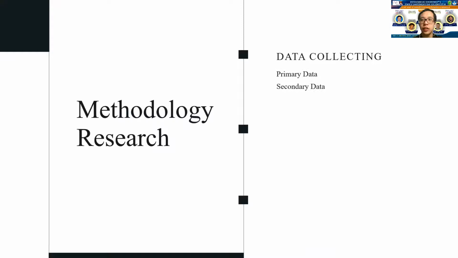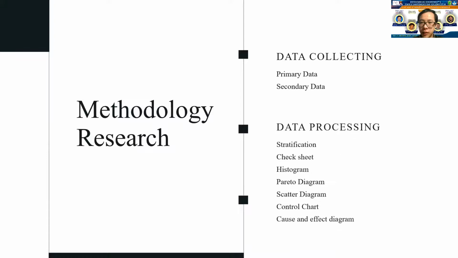Methodology research: first is about data collecting. There are two types of data used in this paper. First is primary data. The primary data used in this paper is data about the type of defect and the number of defects that we found in the product. Second is secondary data. Secondary data is the data that we use to support this research.